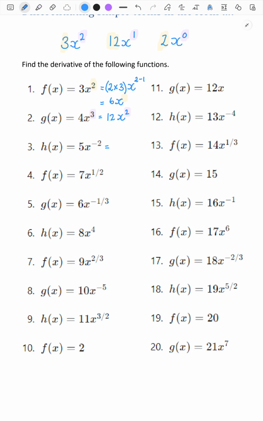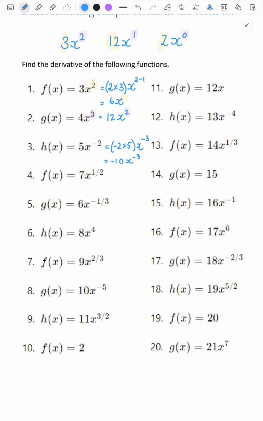Now, if it's a negative, it's the same old deal. That negative 2 goes down the front. Maybe we can write this one properly, so we don't mess around with the negatives. Negative 2 times 5x. Now we're going to take away 1 from minus 2. Remember your number line. We're already in the negatives and we're going further into the negatives. We'll just tidy up that front. So negative 2 times positive 5 is negative 10, x to the negative 3.